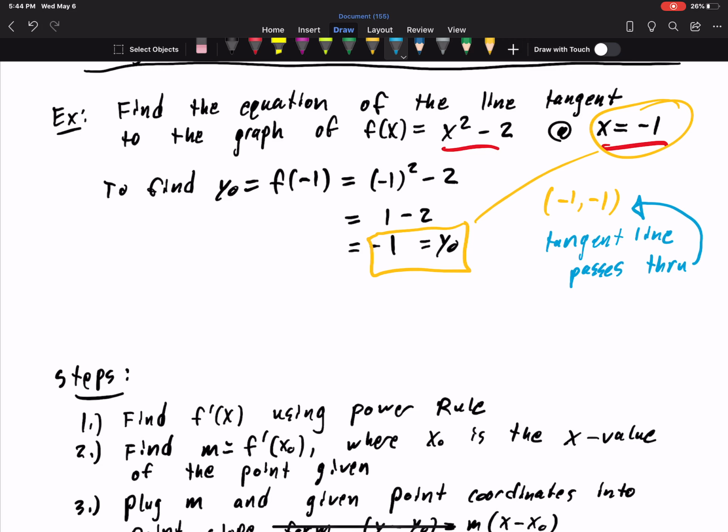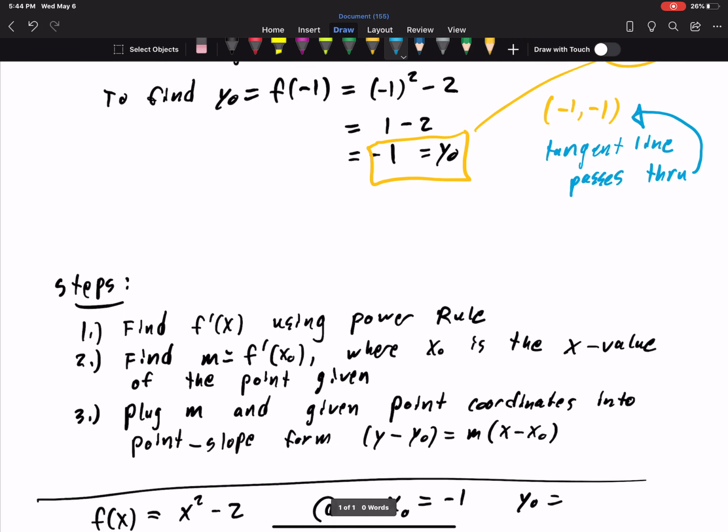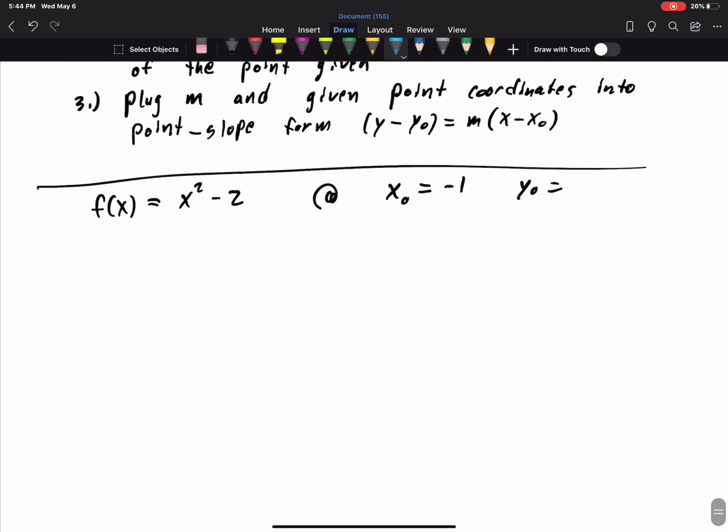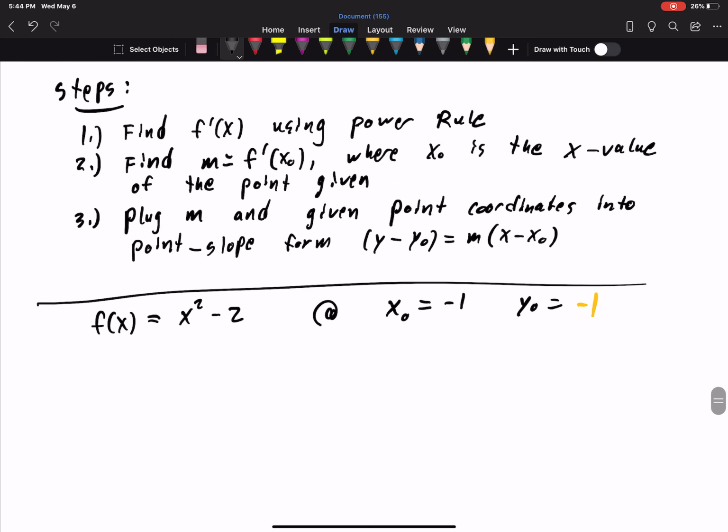That point. Okay, so now how do we find the tangent line? Here below I have rewritten my information. The y0, I did not have that initially, but now I do. I know it's minus 1. Step 1 of the finding tangent line process is just find the derivative. So we need to use the power rule to find the derivative of f of x.